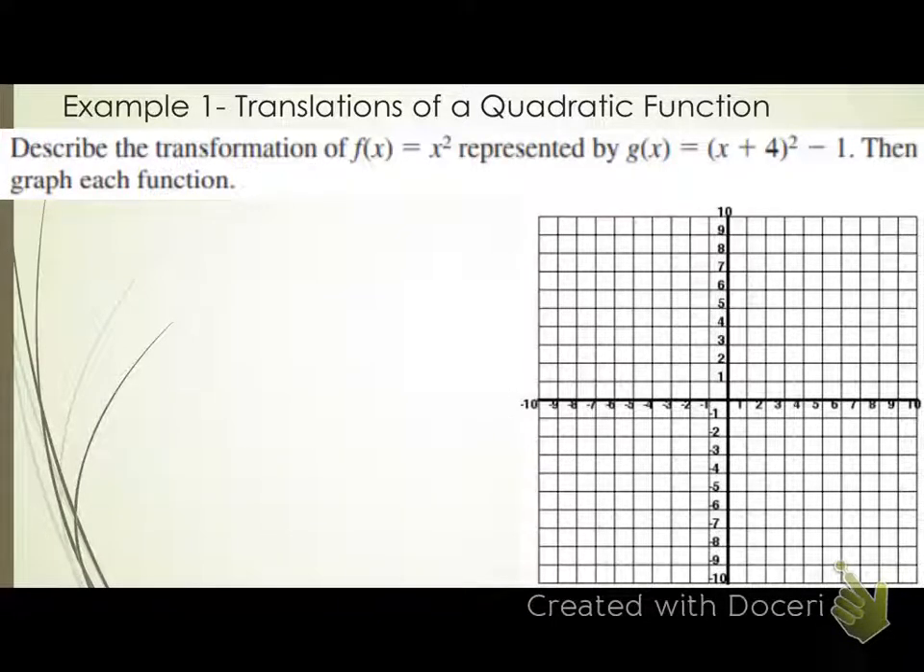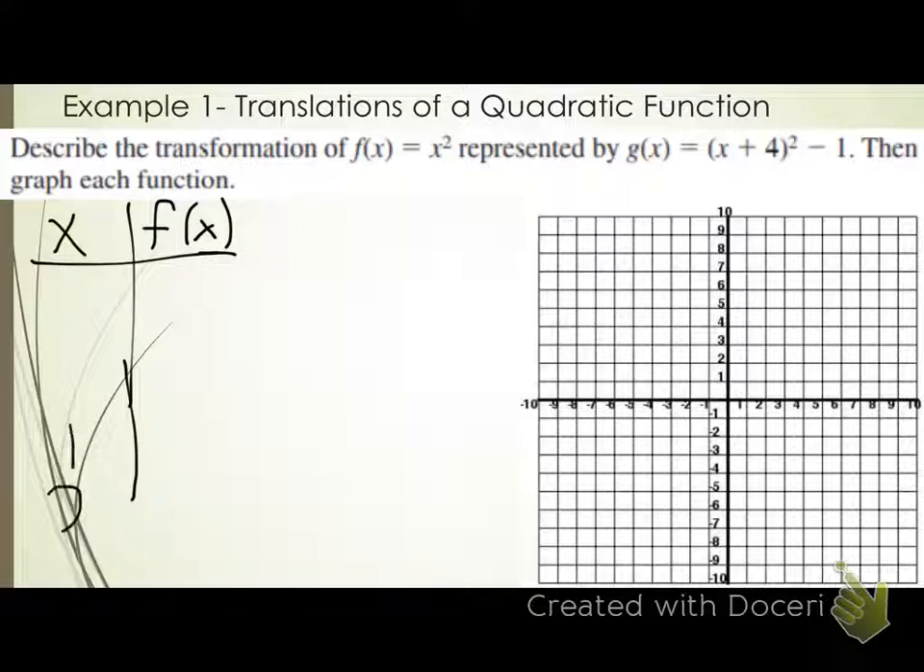Let's graph our parent function first. What is my parent function? f of x equals x squared. So what values do you want to use for my parent function to plug in for x? 1, 2, 0, negative 1, negative 2. Let's use those 5 values. If I plug negative 2 in, what's negative 2 squared? 4. Negative 1 squared, 1. 0 squared, 0. 1 squared, 2 squared.